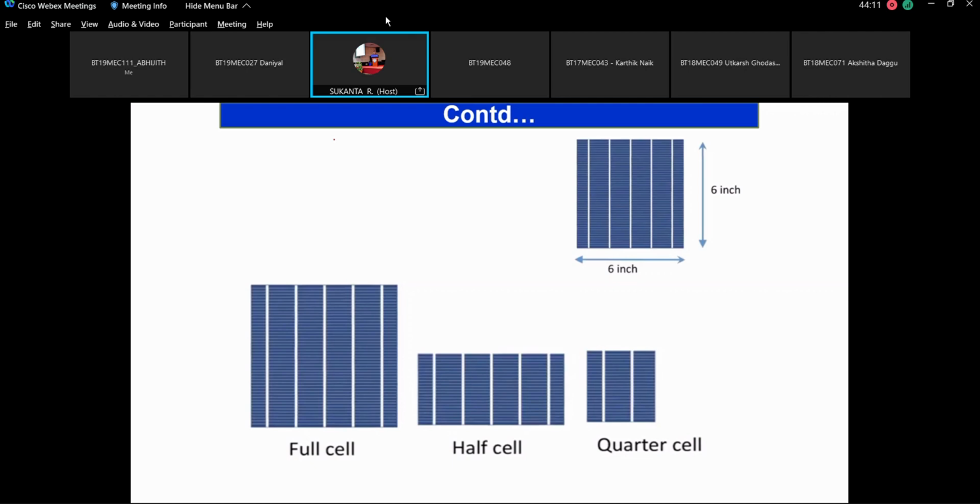Like you are going to use the solar panel in your scientific calculator. There you can see that the solar panel is very small. And if you are planning power generation for your own home, the panel size must be large. So here, if it is a full cell, this will be the half cell, this will be the half cell, and this will be the quarter cell. So it can have any size.